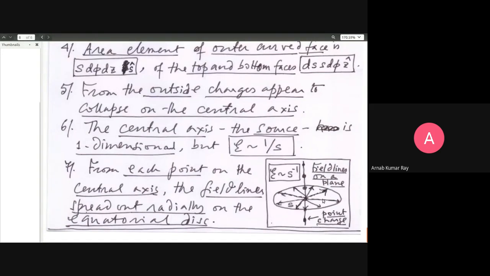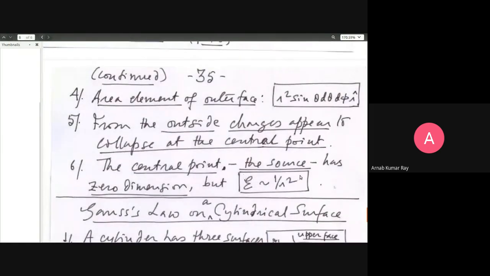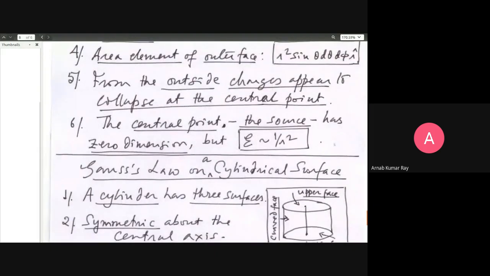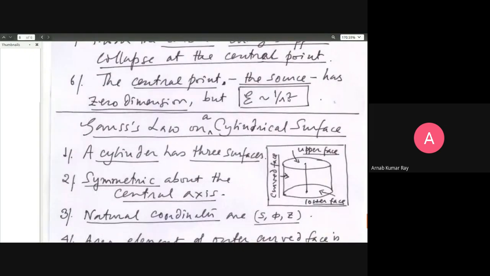Okay, so I hope you have understood this point. It happens because the vertical components of the field lines will cancel out. Now let's come back to this thing. The central axis is one-dimensional, but the electric field will fall off as 1 upon distance raised to 1. Here, the central point is zero-dimensional, but the electric field will fall off as 1 upon distance squared. Here it is distance raised to 1, and here it is distance squared.